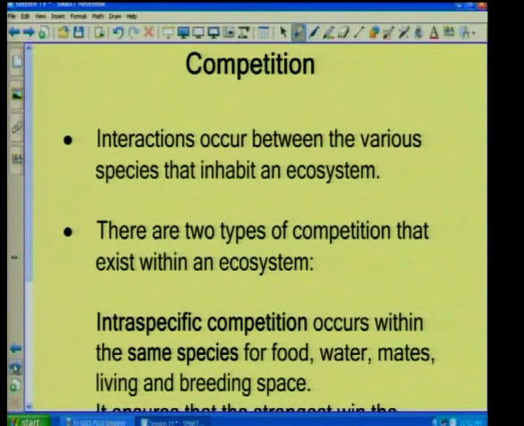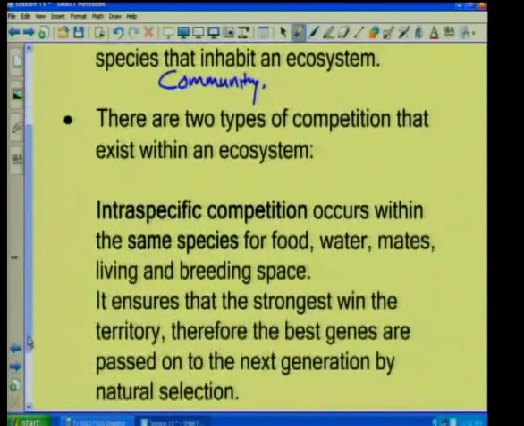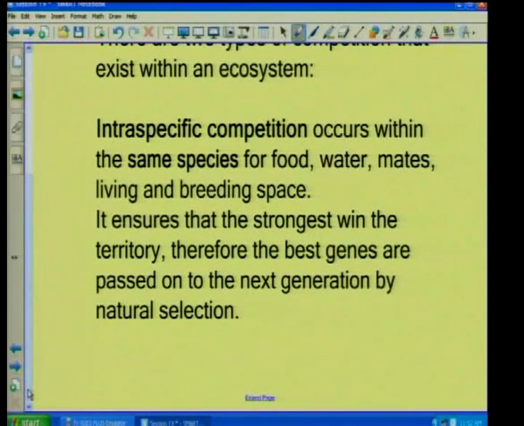Remember, there are two types of competition that we're going to be looking at, intraspecific and interspecific. Now, what is competition? It's the interaction between the various species that inhabit an ecosystem. So we're going to have the community. Okay, so it's the community within the ecosystem or communities. Now, there are two types of competition that exist in an ecosystem, and you must know the definitions. First one we're looking at is intraspecific. Intra always means inside. So if it is, you'll know intracellular, it is inside the cell.